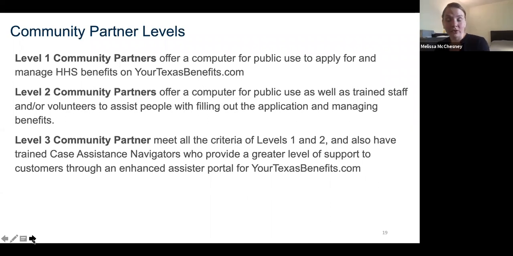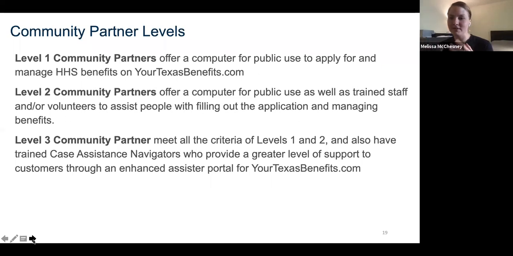There is a level 3. They have been broadening who it's mostly by invitation to be in a level 3, but they are broadening that. They've been piloting it and broadening it over the last year. So we do know there are several folks who are level 3 partners now. And they have to do everything a level 1 and a level 2 do, but they get an extra, basically they get access to what we call an assister portal.